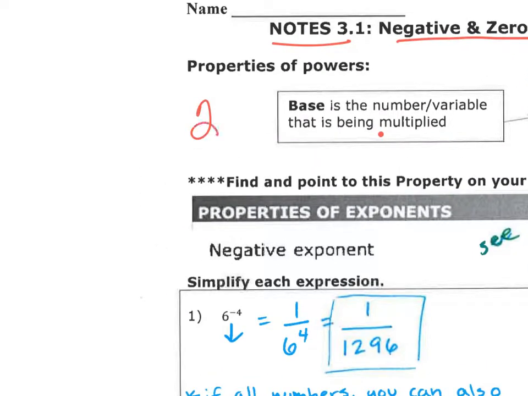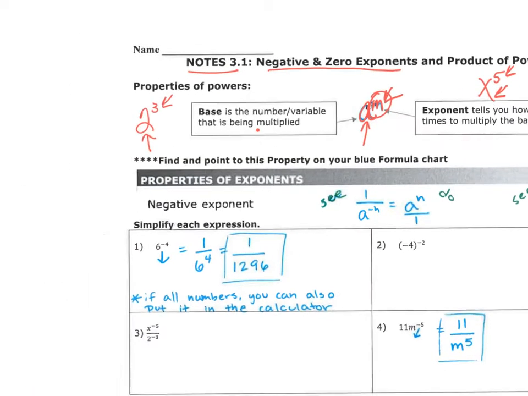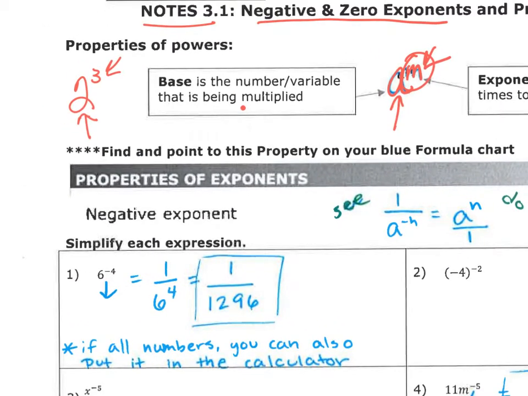So if I said 2 to the third power, our base is 2, and the exponent is 3. If I said x to the fifth power, our base is x, our exponent is 5. The exponent is always that number that's raised to the superscript and is a little bit smaller. Now, one of the things that can happen is we can have a negative exponent.